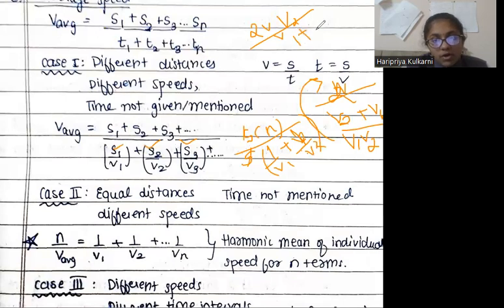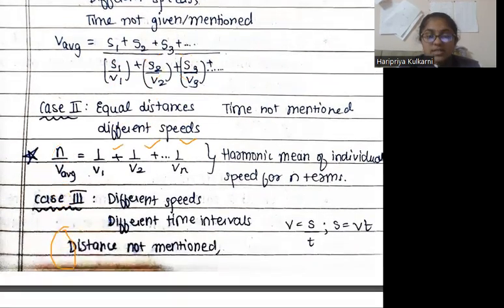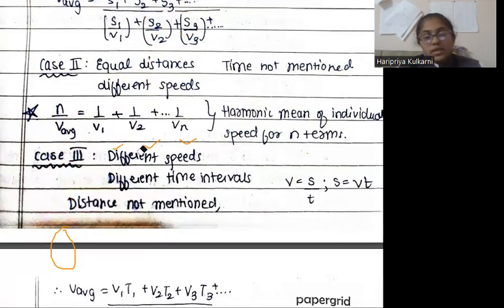Or in a simpler form, I will get n by average velocity, that is, in this case, 2, right? So 2 by that average velocity is equal to 1 by v1 plus 1 by v2 and so on up to 1 by vn. Right, so this kind of formula is known as the harmonic mean of the individual speeds for the n terms.